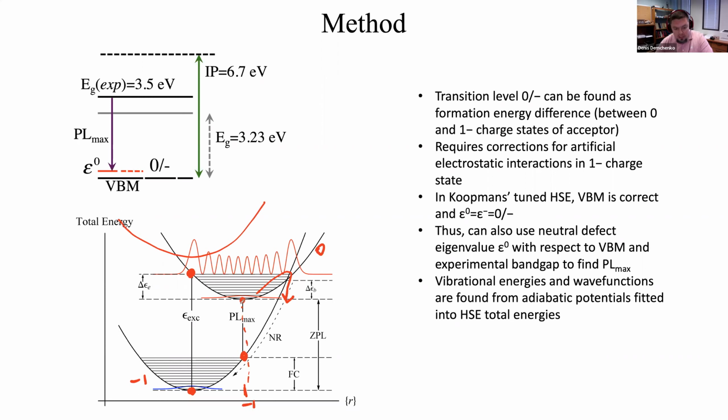You can then calculate the PL maximum. You can calculate the energy of the ZPL, phonon replicas, and a few other parameters as well. So the Franck-Condon shift, this is the relaxation energy upon luminescence, which has to do with the bandwidth of the PL band and such things. And compared with experiment.